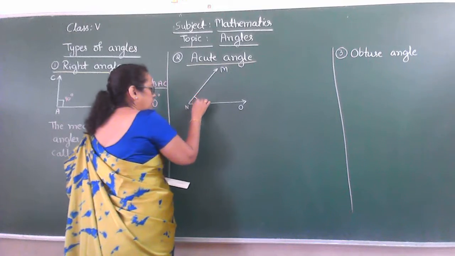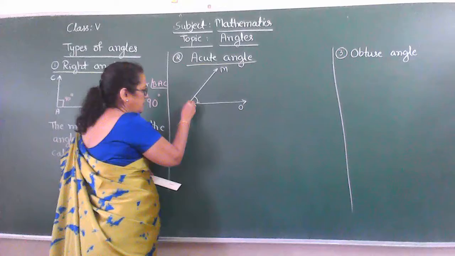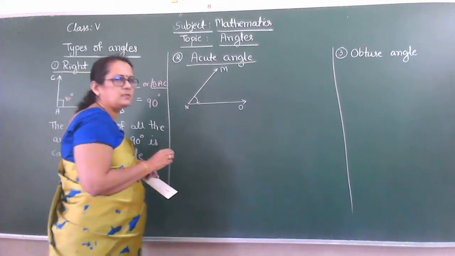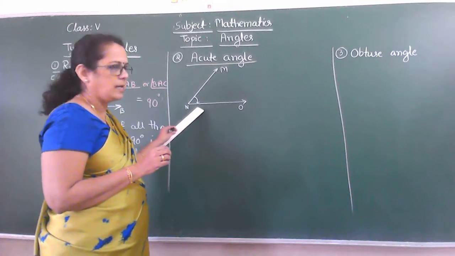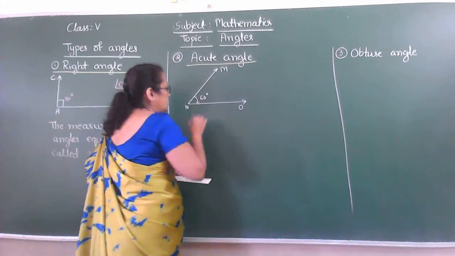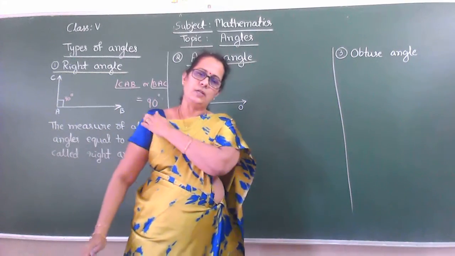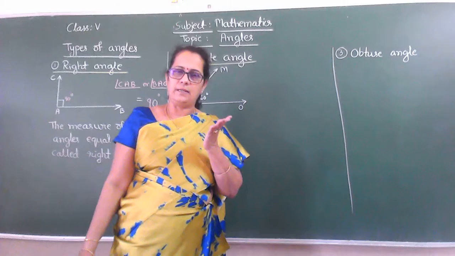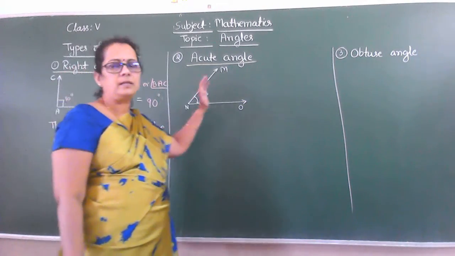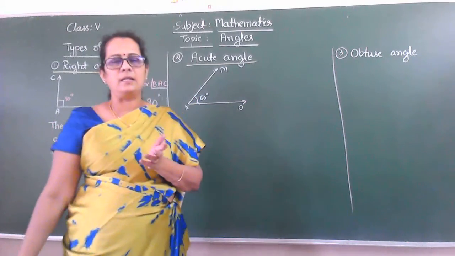Here, between the two straight lines, the angle is formed at N. This angle is known as acute angle. Let us write this angle as 60 degree. The angles which are less than 90 degree, that is from 0 up to 89.